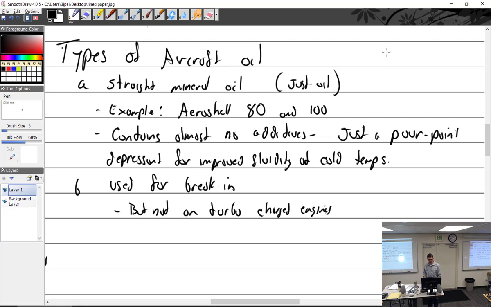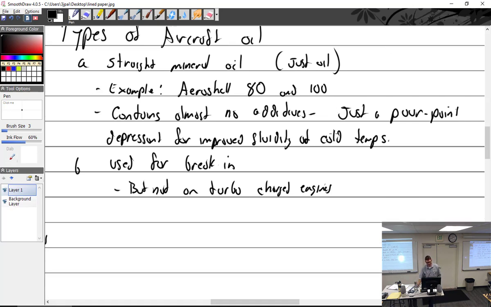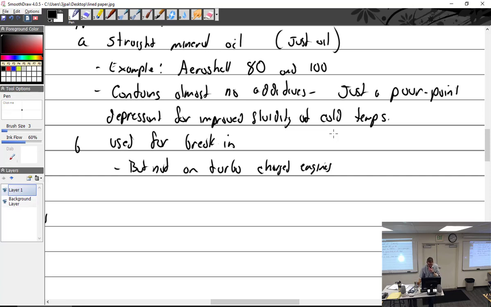Now, I guess the pessimist in the group would say, well, if it's bad enough to let you break it in, it's probably not a very good oil. So anyway, you be the judge of that one. So used for break-in, but not on turbocharged engines for sure.